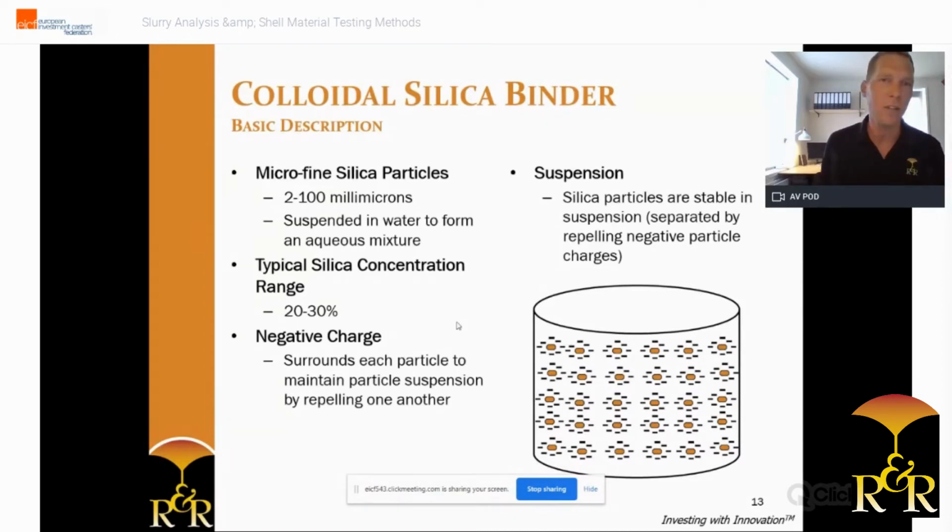Typical concentrations of colloidal silicas are 20 to 30%, and the diameter is somewhere between 2 and 100 millimicron. Higher concentrations are, of course, available, for example, with our EHT binder, which is used in extreme high temperature aerospace applications. It was developed in the first place for single crystal castings, but it can also be used in other extreme applications.